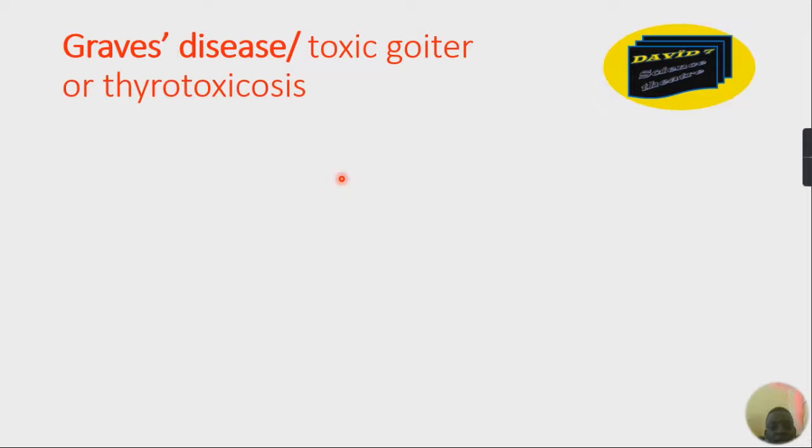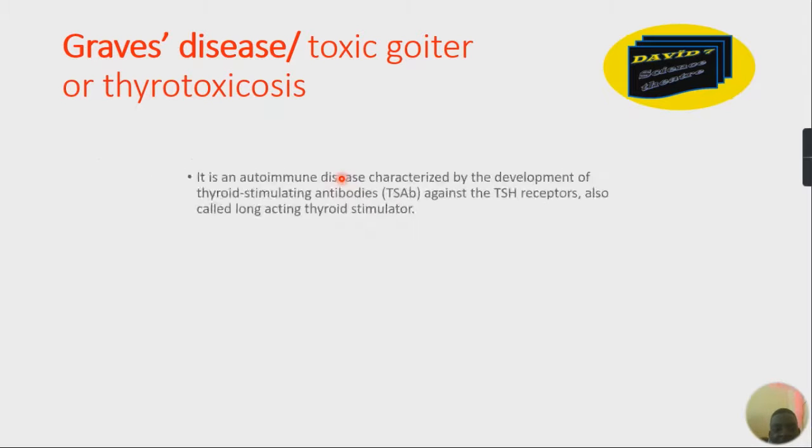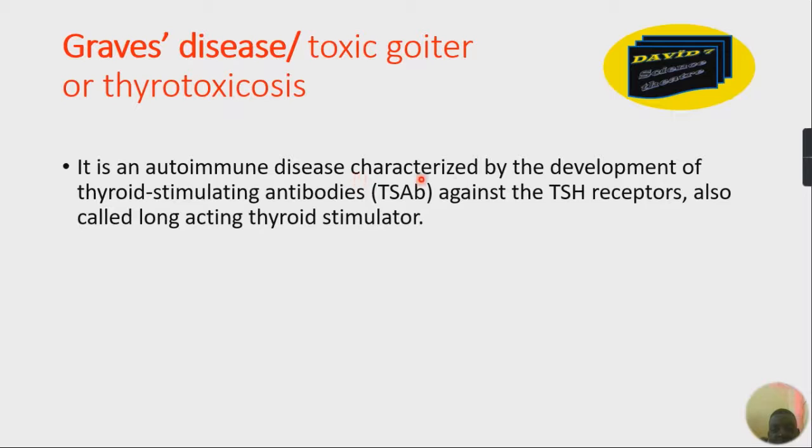Graves' disease, or what they call toxic goiter, or you can call it thyrotoxicosis, is an autoimmune disease characterized by the development of thyroid-stimulating antibodies. These antibodies stimulate the thyroid gland, and they are against the TSH receptors, also called long-acting thyroid stimulator. So they develop antibodies which stimulate the thyroid gland.